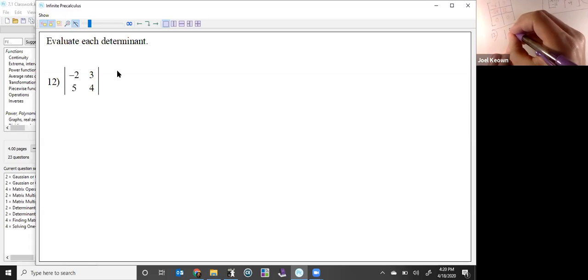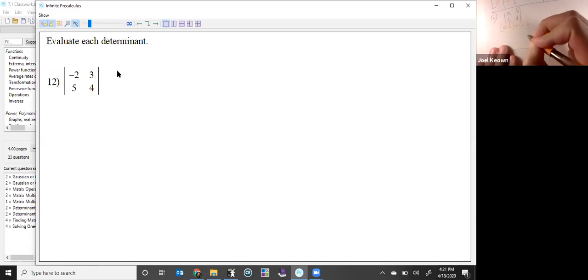All right. First, I'm going to show you the little formula for it. A, B, C, D. Okay. What you do is you take your first diagonal, start in the top left corner. Your first diagonal is A times D. Okay. So multiply that first diagonal. And then you say minus, I multiply my second diagonal, C times B. Okay. And that's all the determinant is.